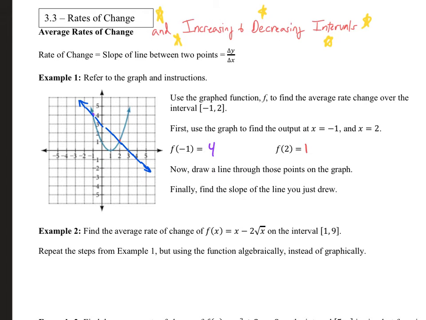Remember what slope is. It's the change in y over the change in x. And change is a subtraction idea, right? y2 minus y1 over x2 minus x1. And with doing this, you should always go from left to right. So this would be point 1 and this would be point 2. So our output for y2 would be the 1 value, and our output for the first point would be the 4.